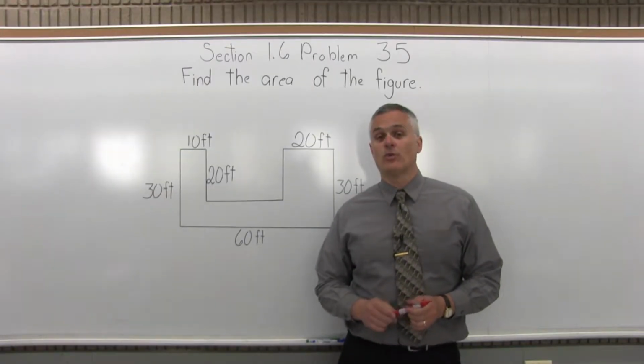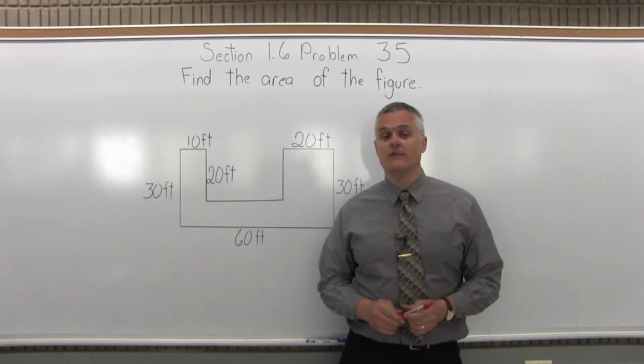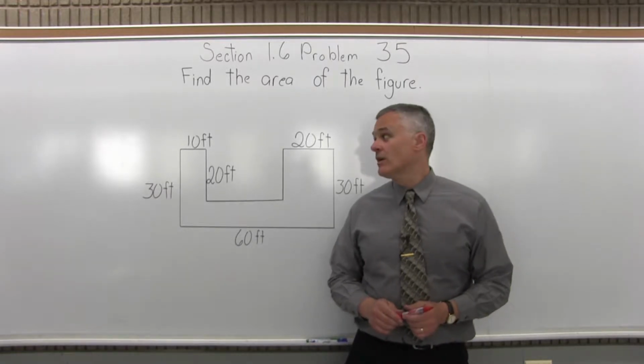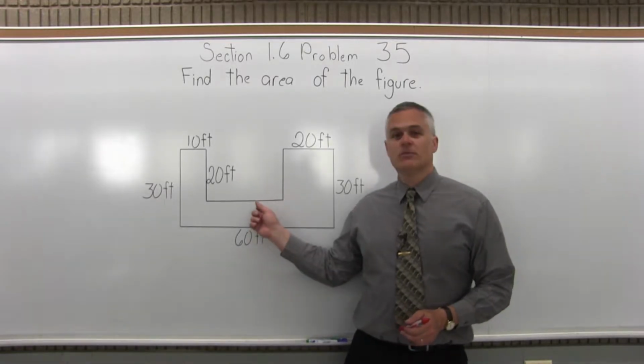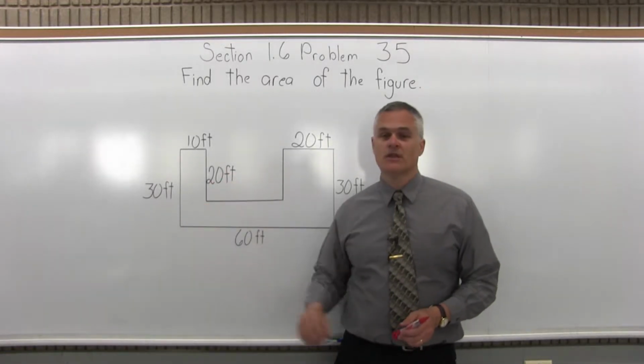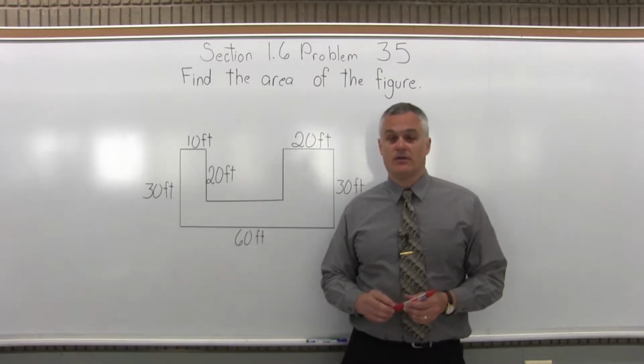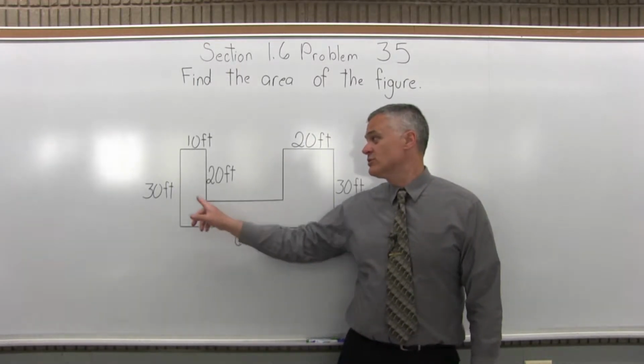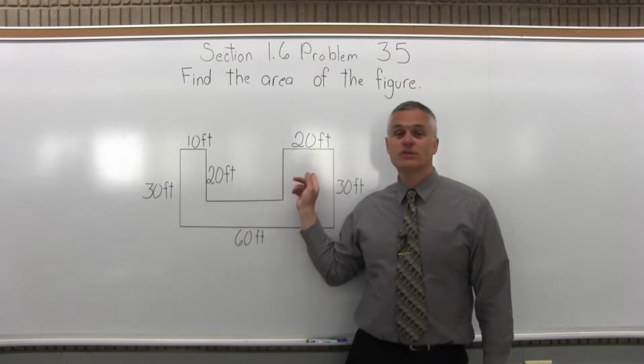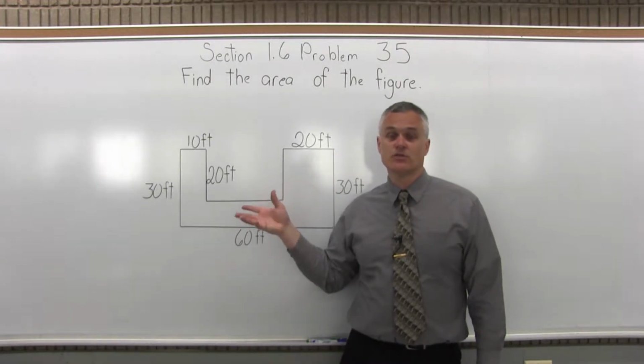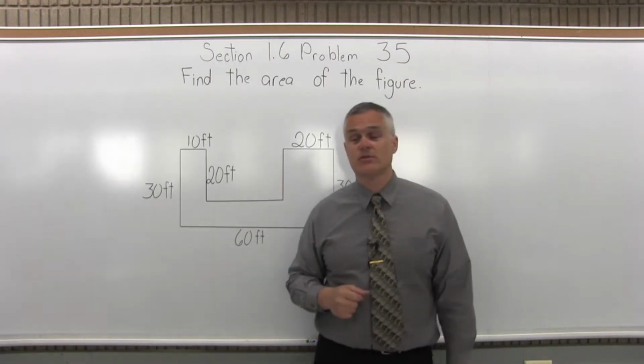This is Section 1.6, Problem 35. It says find the area of the figure, and it's kind of an unusual shape drawing with the dimensions given that we have to find the area of. Now, there are two approaches to this. You could split this into at least 3 different rectangles and add the areas of those rectangles together, and that will work. That'll give you the right answer.